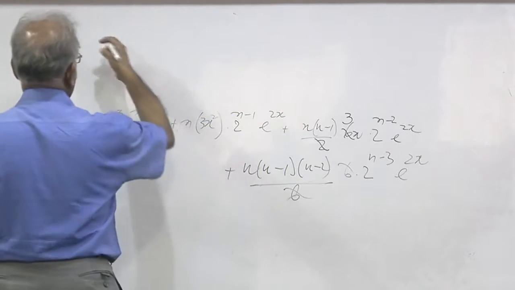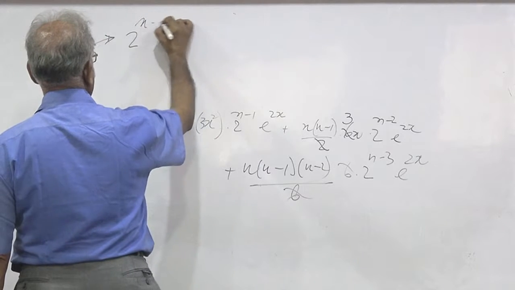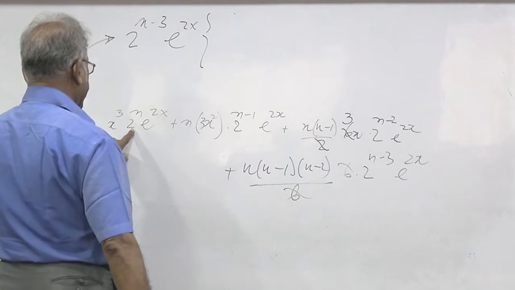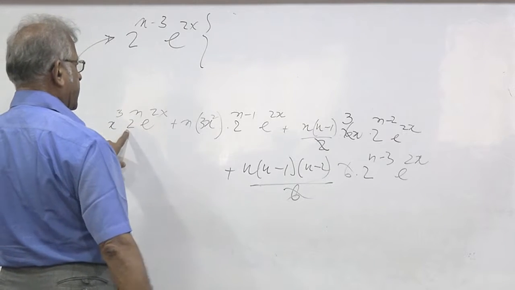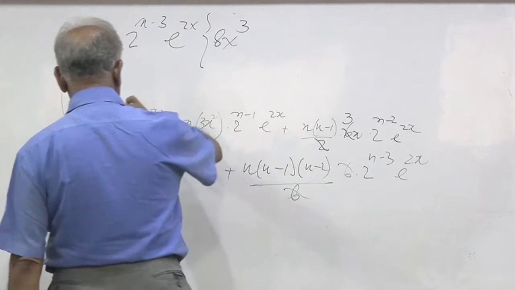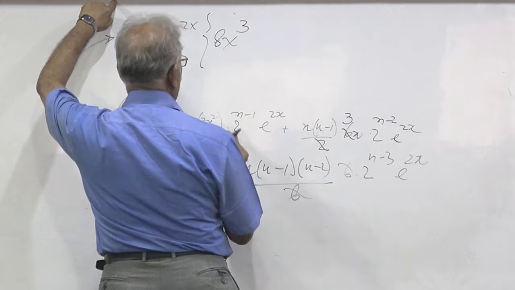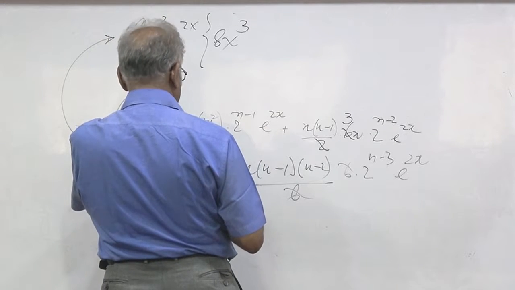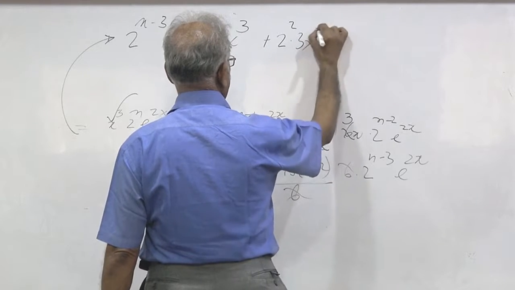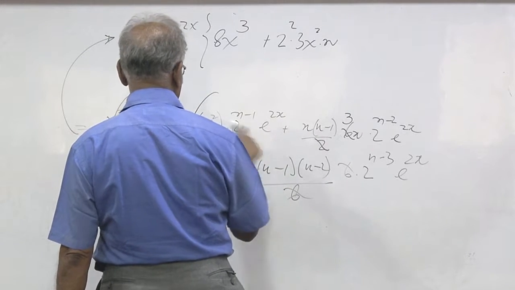So this is equal to 2 to the power of n minus 3 common, e to the power of 2x common. That's it. Now, if we have taken e to the power of 2x common and 2 to the power of n minus 3, then 2 to the power of 3 survives here. So, that is 8x cubed. So, this is tackled. Next term, e to the power of 2x has gone, 2 to the power of n minus 3 has gone. So, there will be a 2 squared term here, 2 squared, 3x squared and n. So, plus 2 squared, 3x squared and n.